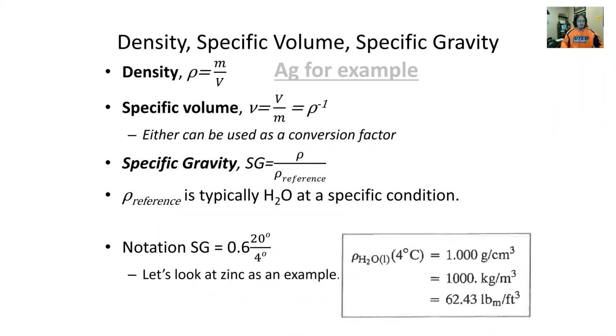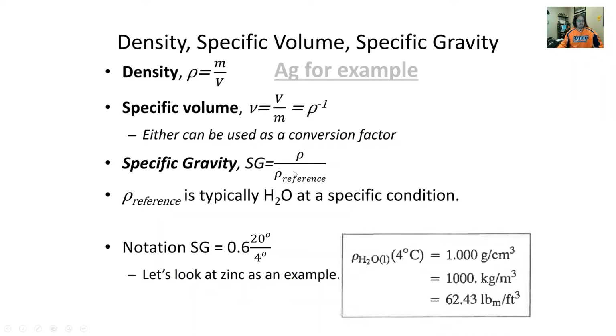I put silver as an example, so we'll talk about that in a little bit. Silver is my favorite metal, if you guys do not know. Density is mass over volume. Specific volume is volume over mass, which is kind of interesting. Either can be used as a conversion factor. Specific volume is density to the -1, as you may have guessed, looking at how the units flipped.